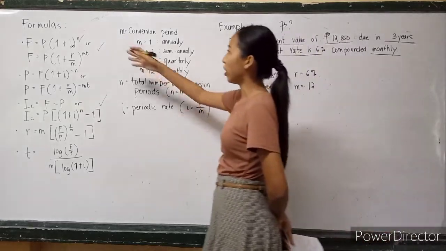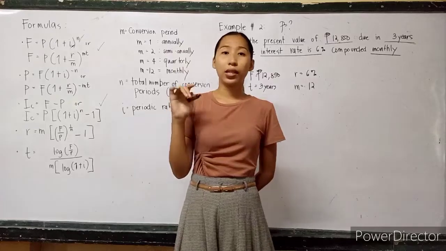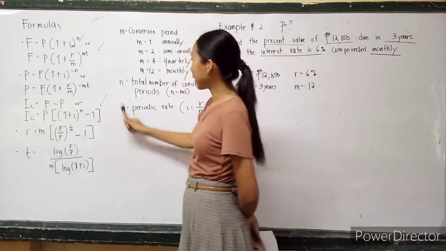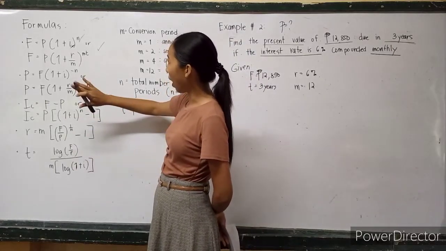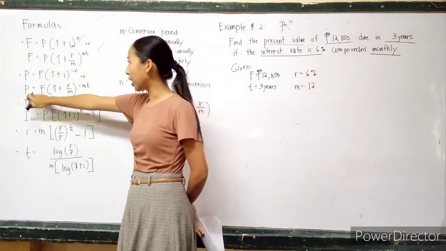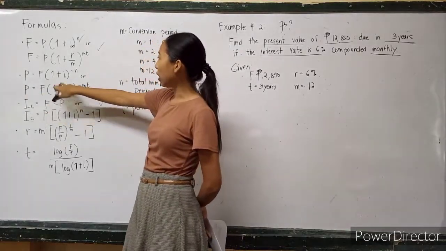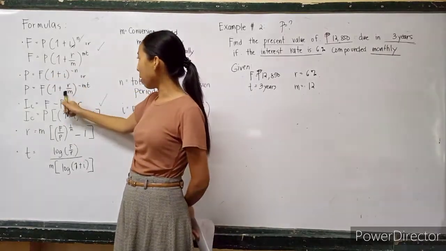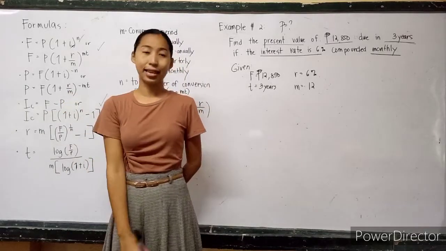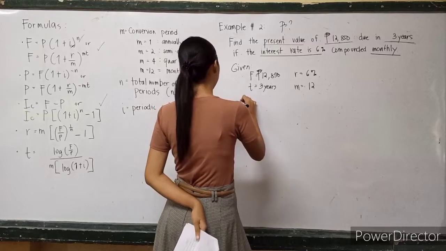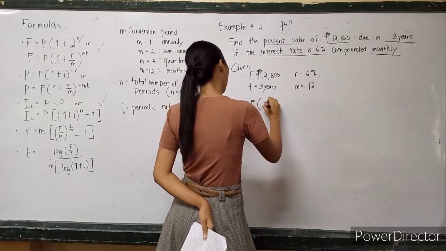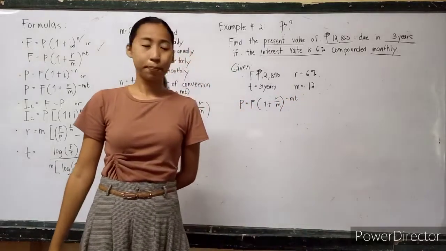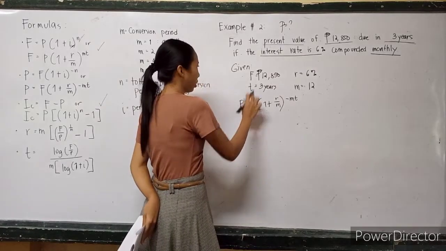Now, which of the following formulas are we going to use? Ipangita nato si P, given si F, given si R, si T, and si M. In this case, present value, P ang ipangita. Dili given si I diretso, dili given si N diretso. So, atong gamiton is kani siya because given si R, si M, si T. So, proceed ta. P is equal to F times 1 plus R over M raised to the power of negative M times T.